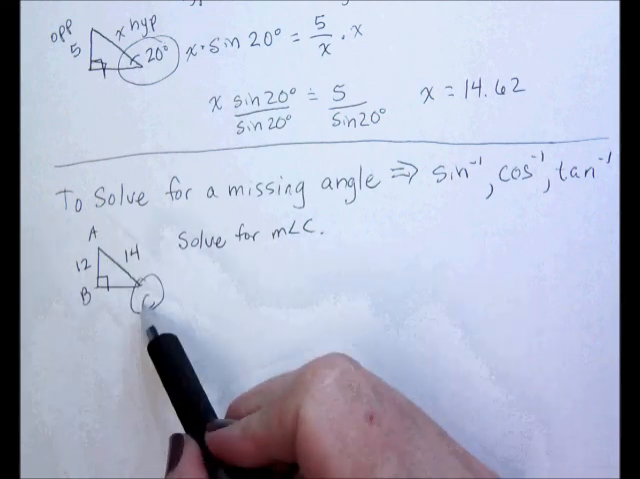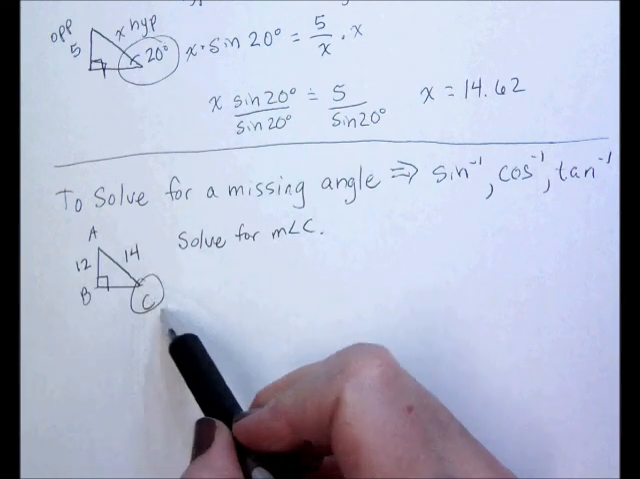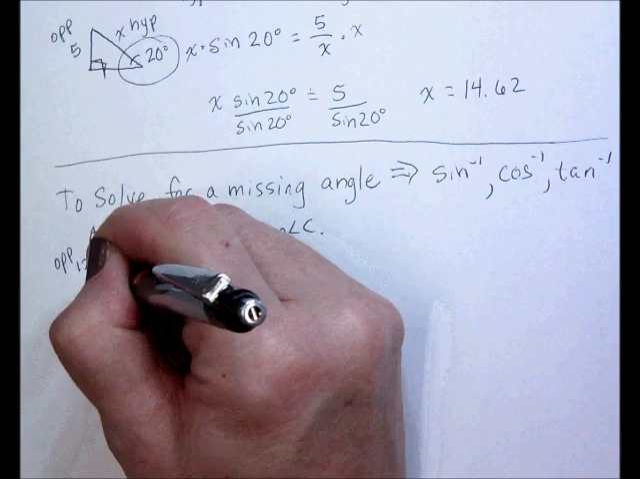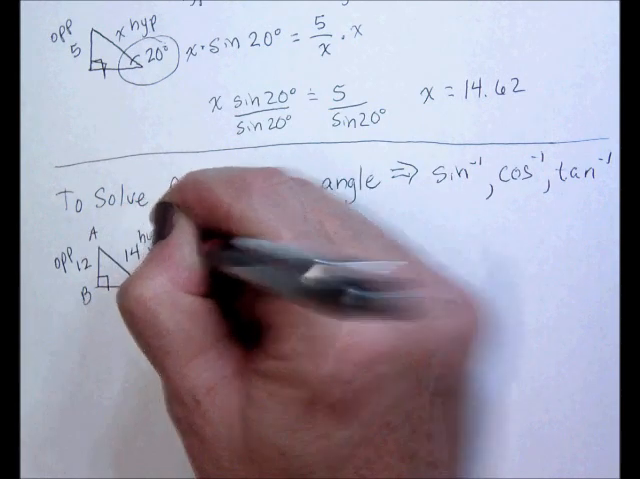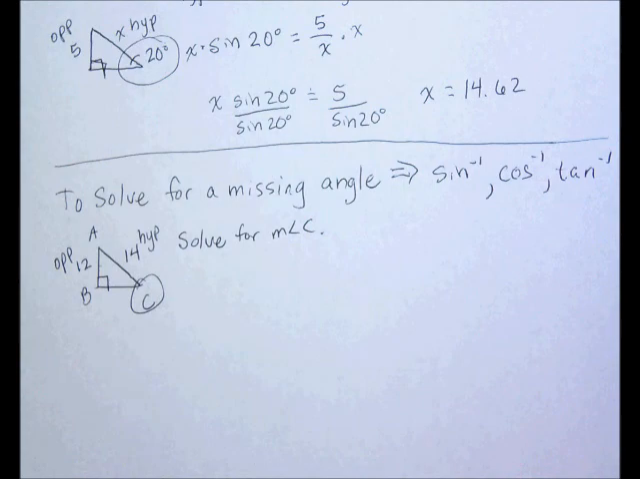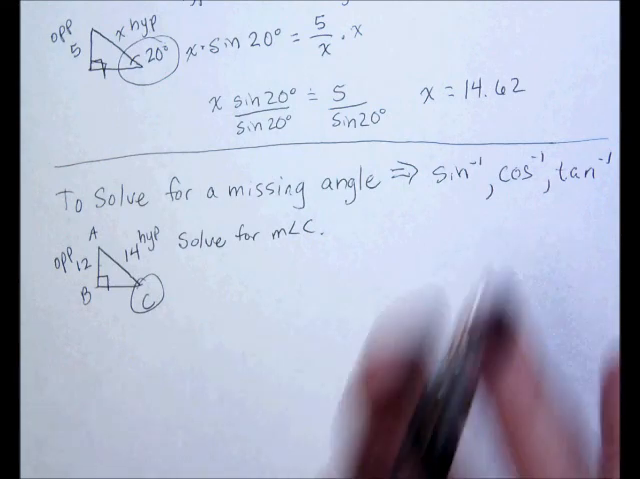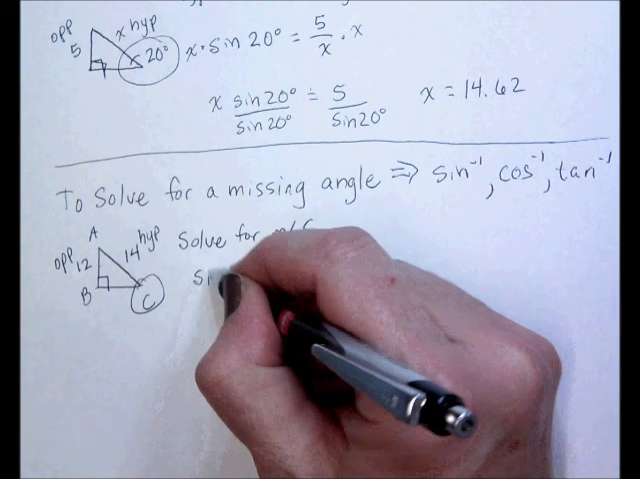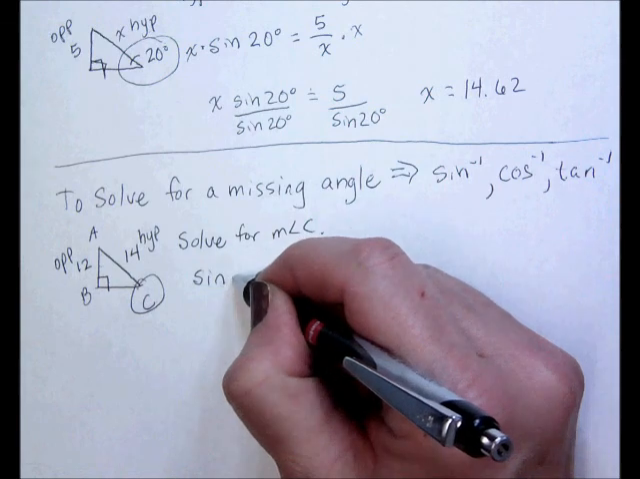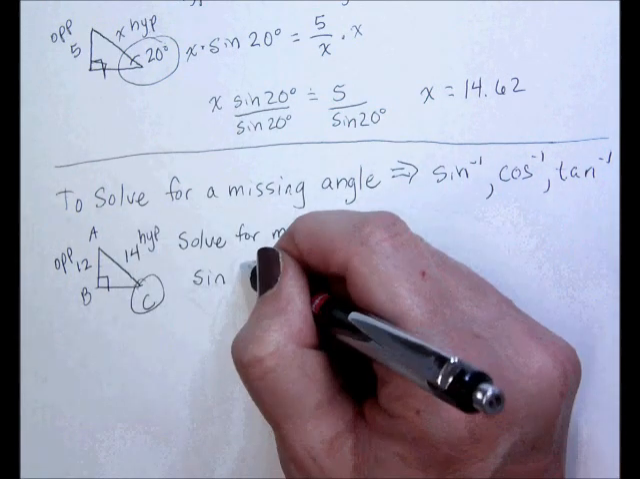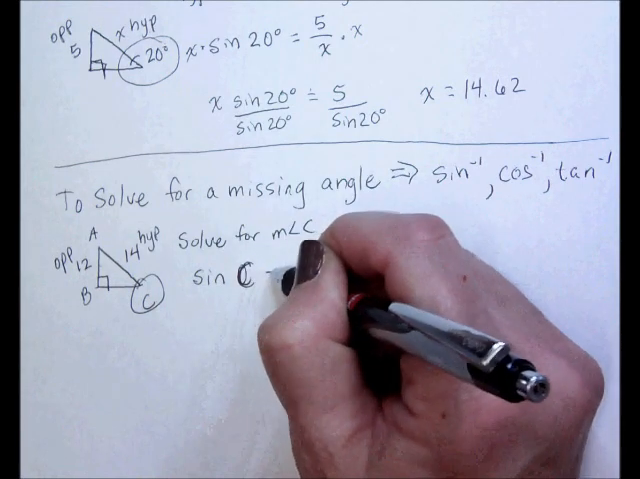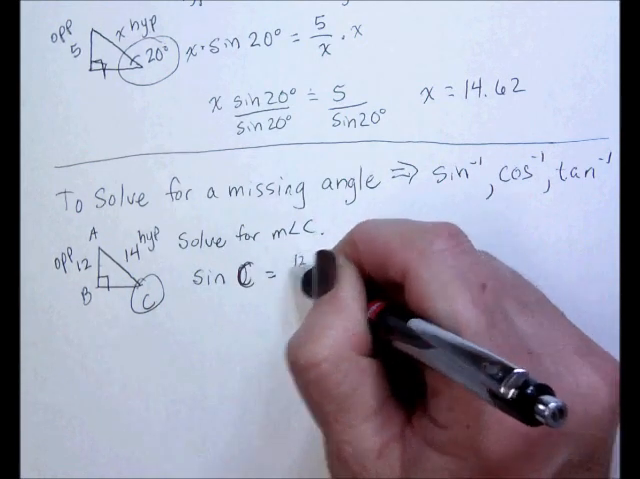The second thing I'm going to do is see what 12 and 14 are to angle C. So 12 is opposite to angle C, and 14 is the hypotenuse. And then I ask myself, which of the trig ratios relates opposite and hypotenuse? And you can look up on your paper that you took notes on, and I know it's sine. So sine of theta, or sine of C, in this case, I should put C, is equal to 12 over 14.